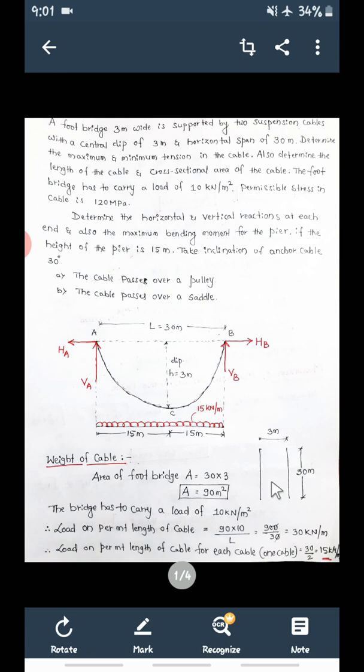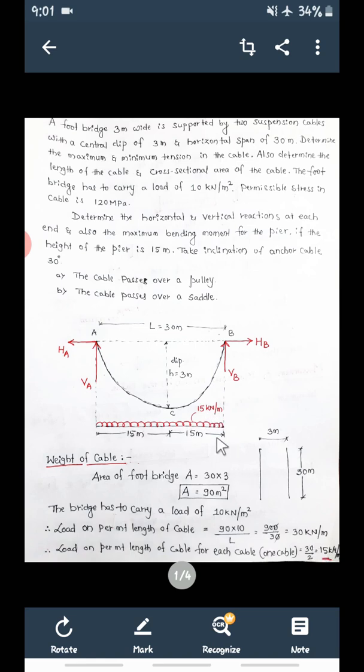First find out the area of the footbridge, and the load is given. How much load the footbridge has to carry per meter square? It is 10. So 90 into 10 divided by the span of the bridge will give the load on the two cables. Divided by 2 will give the load on one cable, that is 15 kilonewton per meter here. This load will be acting in the form of UDL, that is 15 kilonewton per meter.